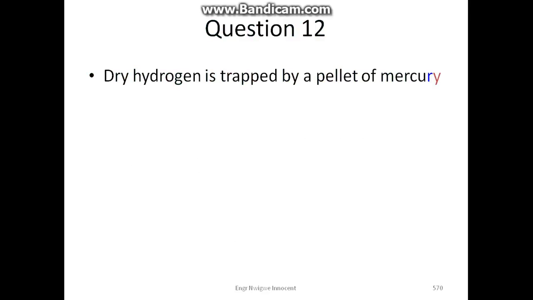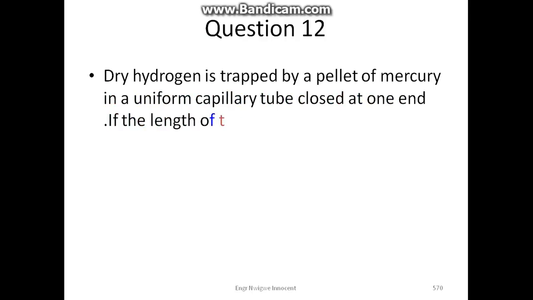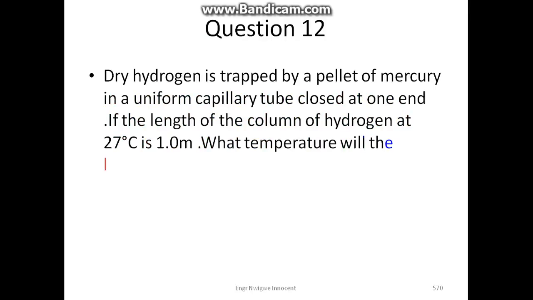Question 12. Dry hydrogen is trapped by a pellet of mercury in a uniform capillary tube closed at one end. If the length of the column of hydrogen at 27 degrees centigrade is 1.0 meter, what temperature will the length be 1.20 meters?